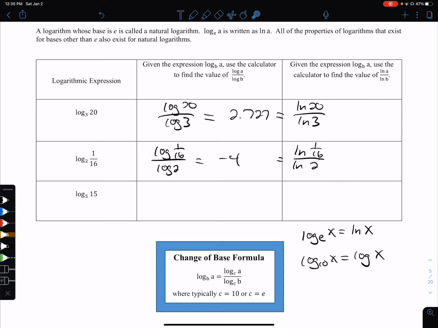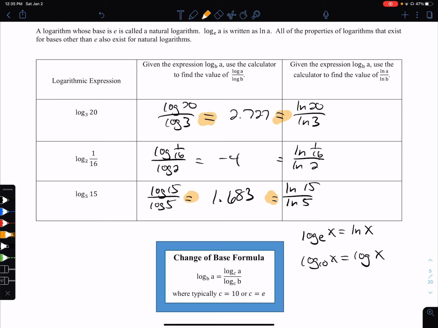2 to the -4th. Last one is log base 5 of 15. That would be common log of 15 over common log of 5. That would be natural log of 15 over natural log of 5. In both cases, that is about equivalent to 1.683. Technically, each of these equal signs should be approximate symbols.